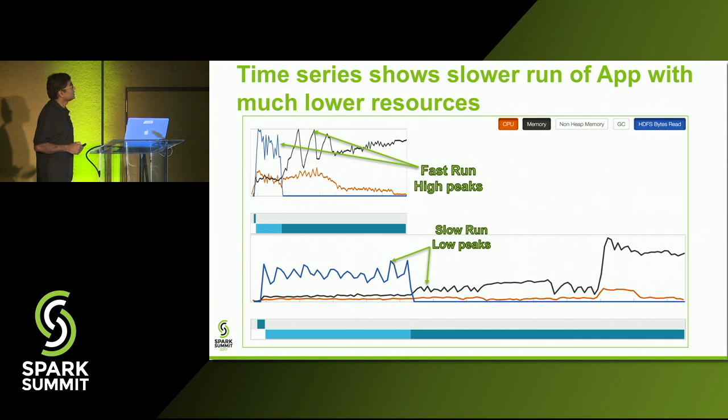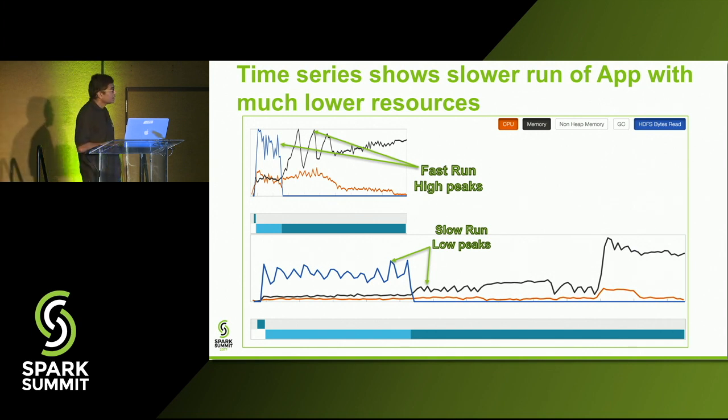What you see is in the fast run, you have much higher peaks of resource consumption. Here you see CPU, memory, and HDFS reads. And here, this is really depressed. Each of the peaks are much lower in the slow run of the application. So you know why your application took longer in this run. It was getting fewer resources. But what was stealing those resources away from your application?